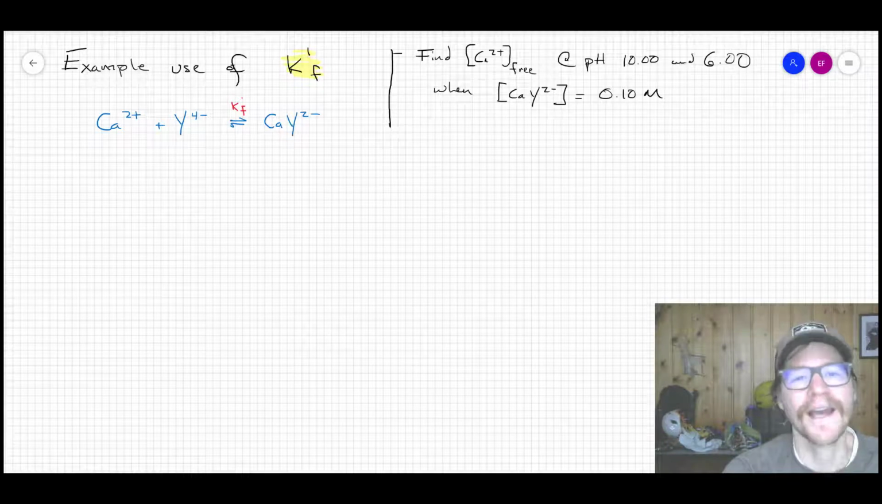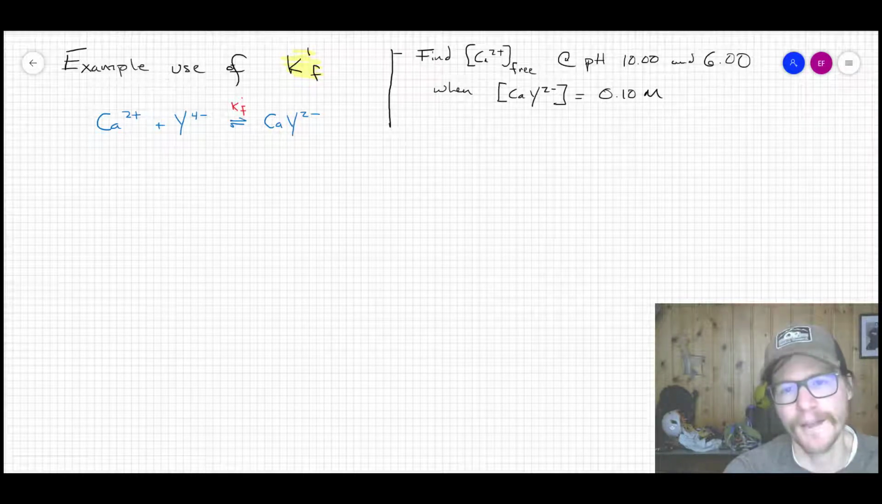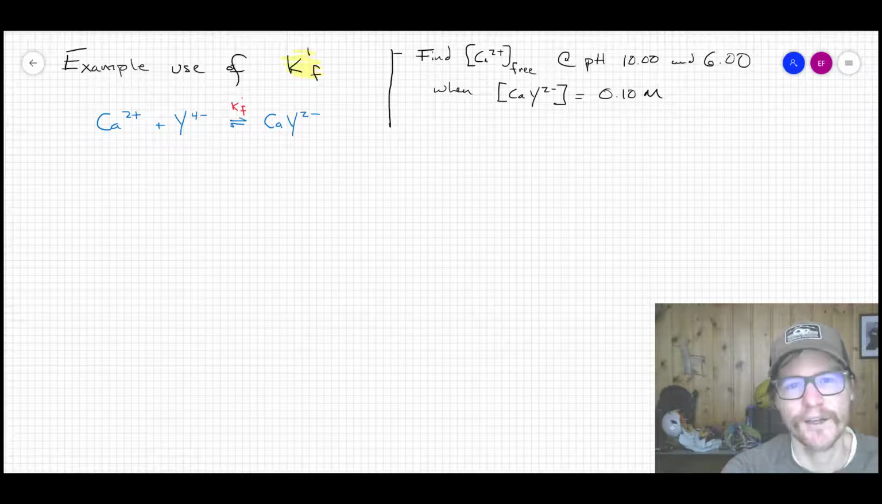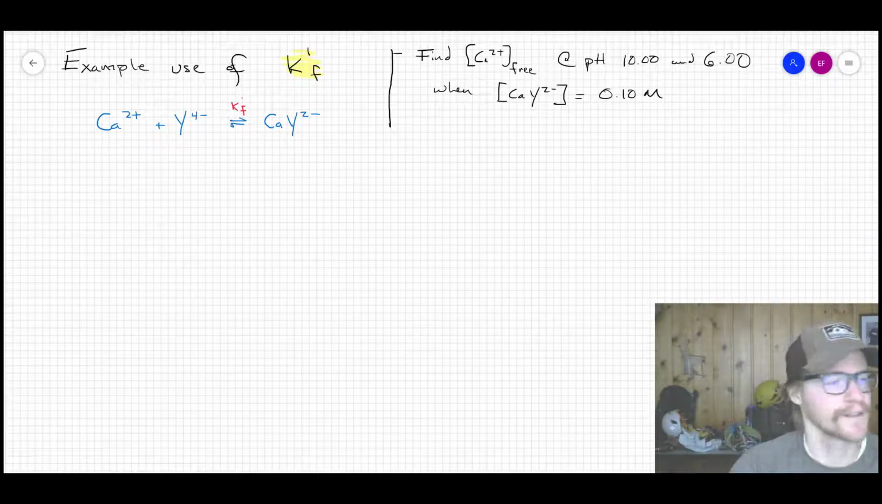And what we're being asked to find is the free calcium concentration. When I write that as calcium 2+ free, I mean the unbound, meaning it's just floating around in solution, even though there's EDTA present in solution. And we want to do that at a pH of 10 and 6 when we know the concentration of calcium Y2- is 0.1 molar.